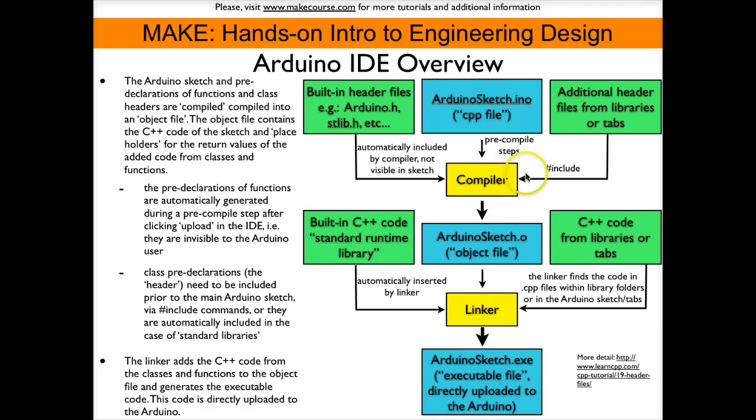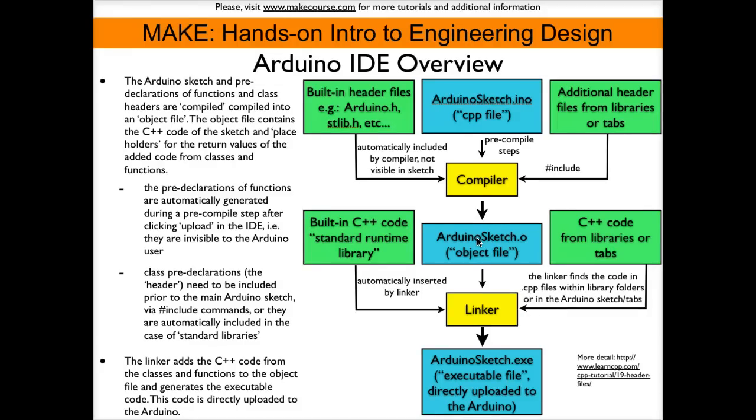If you use libraries or if you have tabs, then these are also being examined by the compiler. And if there are headers in those libraries or tabs, then they are being included with an include statement. We will learn about that in a few minutes. So all of this goes into the compiler, and then the compiler spits out a so-called object file. We don't see that as Arduino users. This is just saved somewhere on the hard drive.